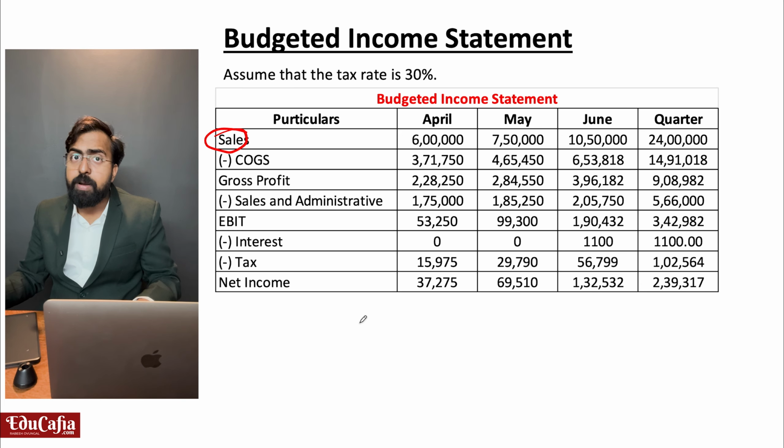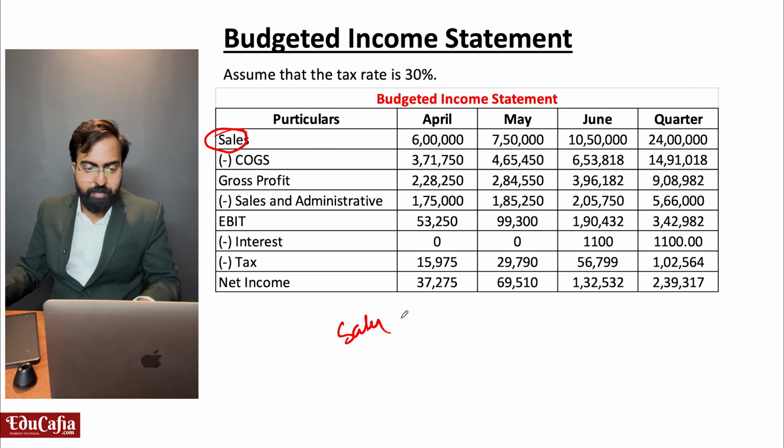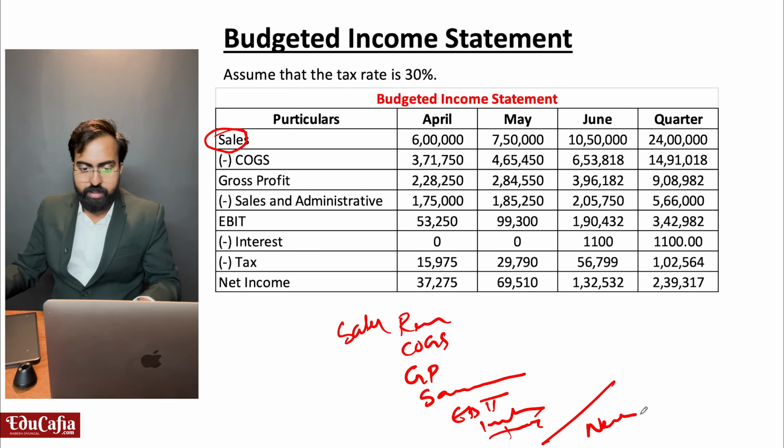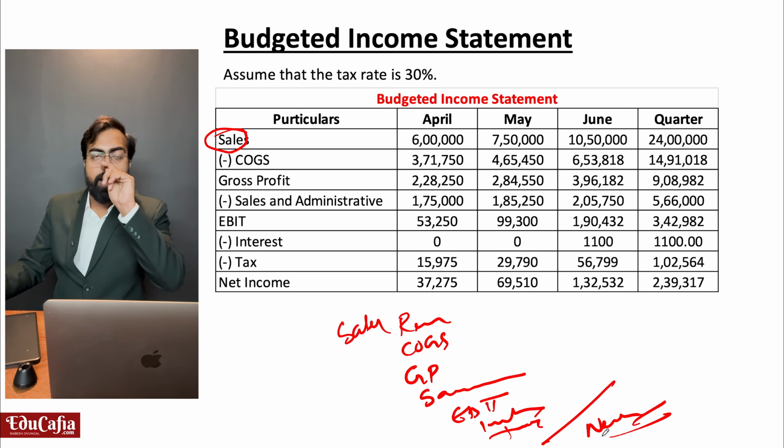We know how the income statement goes. From revenue, the cost of goods sold is deducted. From there, gross profit. Then sales and administrative expense is deducted, and we get EBIT. From there, we pay interest, then we pay tax, and then net income. This is nothing but the income statement, right?